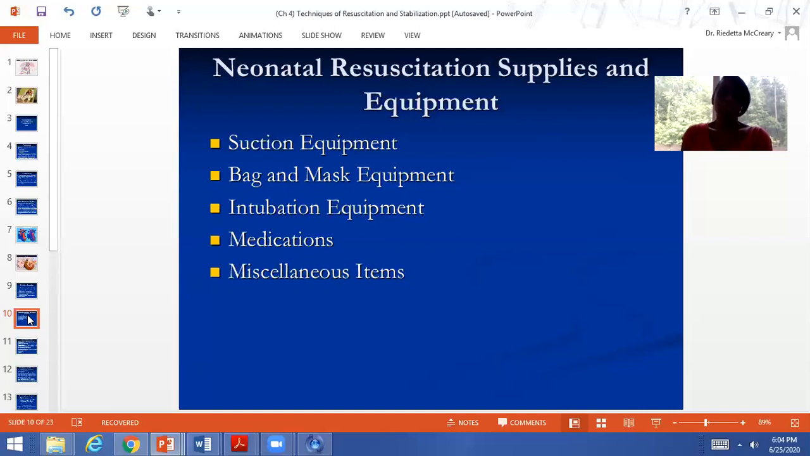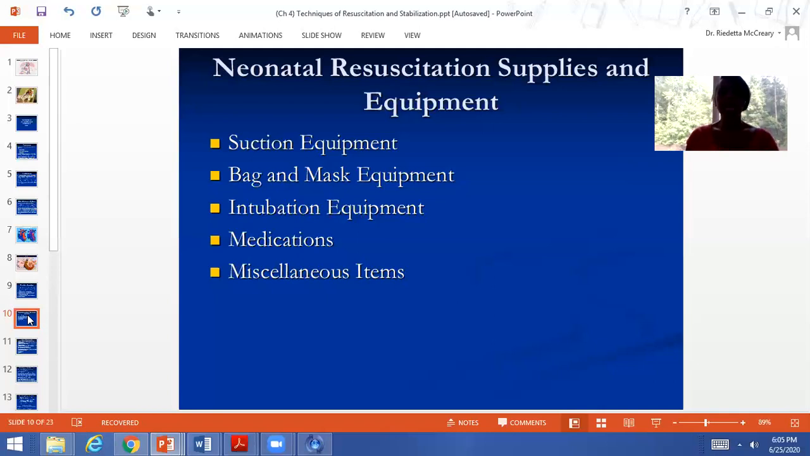And then medications. Obviously, epi is one of the major drugs of choice, so make sure that you have epi on hand. And if you are in a labor and delivery suite, the crash cart obviously is going to be where the meds are located, and they should be in the room during the procedure anyway. So your meds will be there, everything that you need.